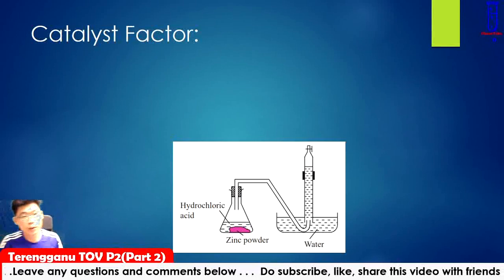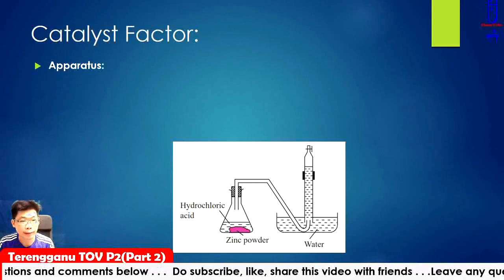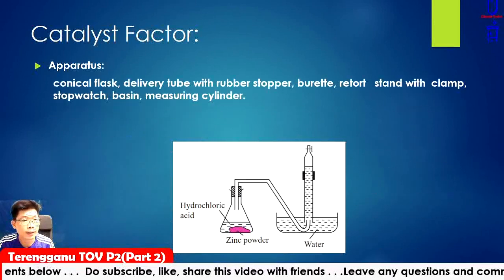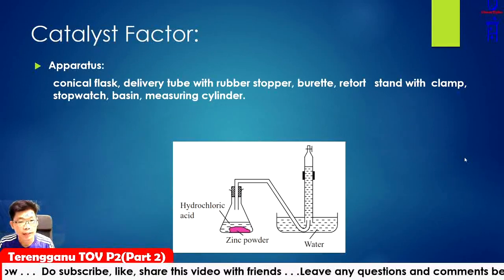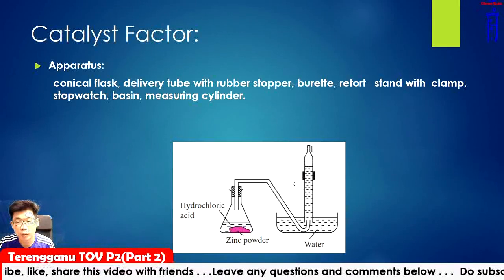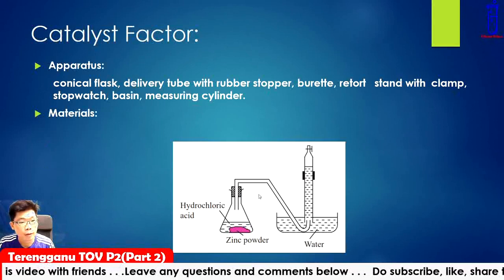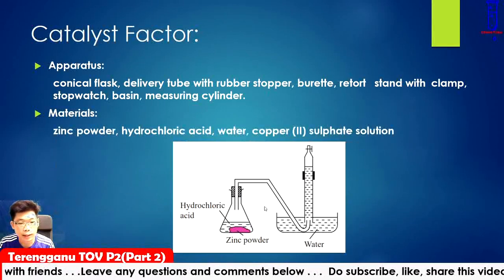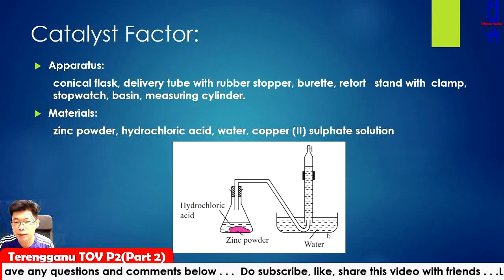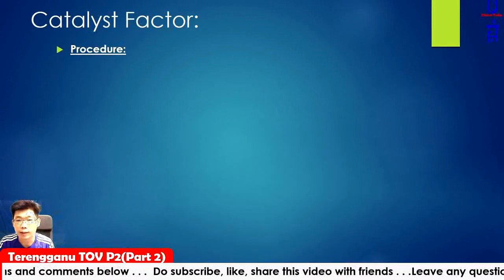Okay, so first, we use the catalyst factor. First we need to mention the apparatus. If you look into the diagram here, the apparatus used are conical flask, delivery tube with rubber stopper, burette, retort stand with clamp, stopwatch, basin and measuring cylinder. Meanwhile, for the materials, we need zinc powder, hydrochloric acid, water, and copper(II) sulfate solution as a catalyst. For the procedure, we have to mention in detail one by one.